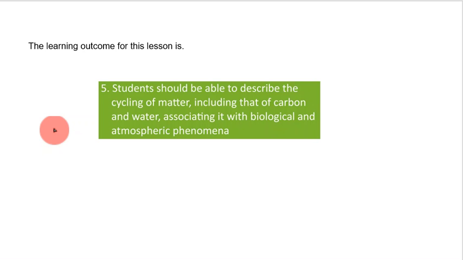So for example, you have biological phenomena like respiration and photosynthesis, and organisms eat plants and they consume water. And then also atmospheric phenomena as well, so things like rain and sleet, they're all atmospheric phenomena that happen as a result of the cycling of matter through nature.